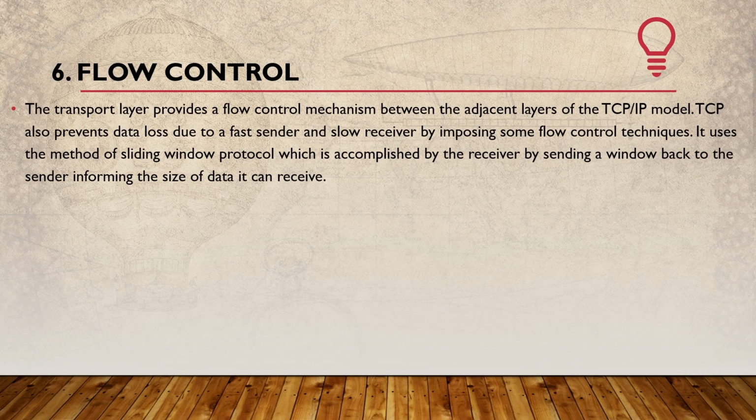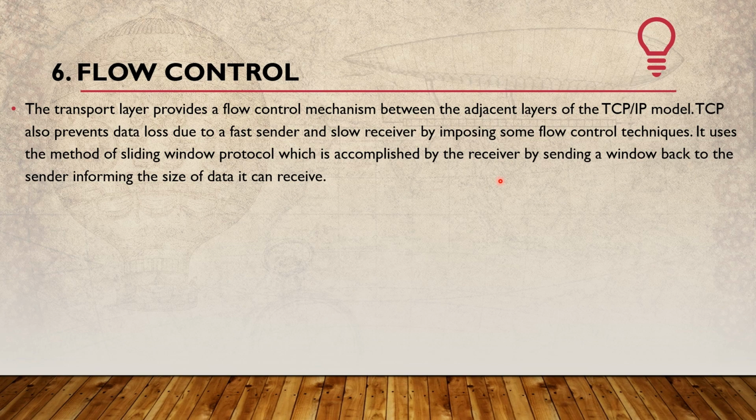Flow control. The transport layer provides a flow control mechanism between adjacent layers of the TCP model. TCP also prevents data loss due to a faster sender and slower receiver. For example, the receiver has a capacity of receiving 10 MB per second, but the sender has a capacity of 100 MB per second. So both will use the sliding window protocol method, negotiate one common speed, and then send the data.